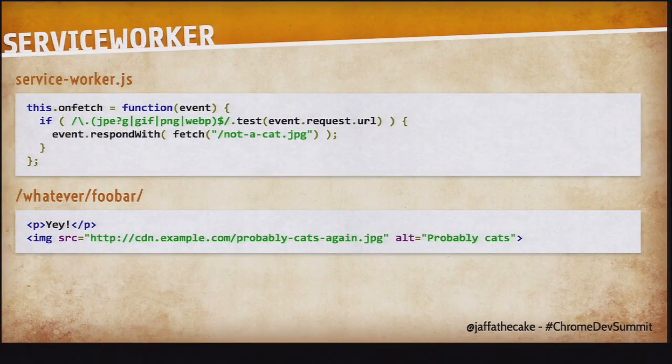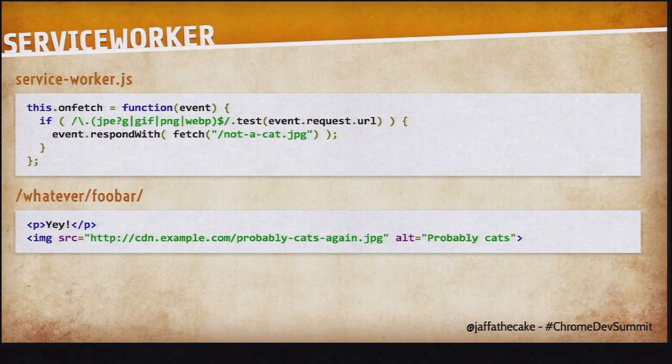Anyway, so what? Well, like other events we have in the browser, you can prevent the default, and you can do something else. So here I'm looking at the request URL, and I'm looking to see if it ends with one of the image extensions. And then I'm going to call event.respondWith. And event.respondWith takes a response object, which is new in ServiceWorker, or it will take a promise, which will eventually resolve to a response. And the fetch method, which is also new in ServiceWorker, is going to give you a promise for a response to the URL you give it. So here I'm just redirecting all of the requests, or I'm going to serve up this not a cat image instead of any other images on the page.